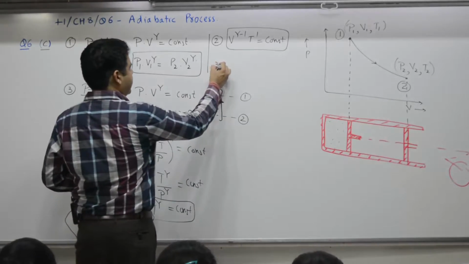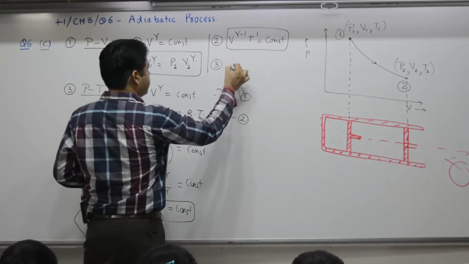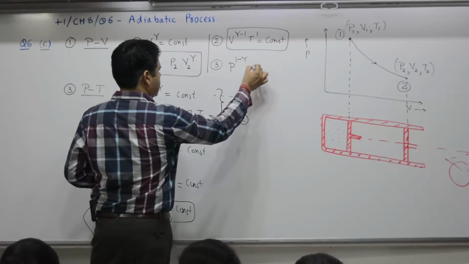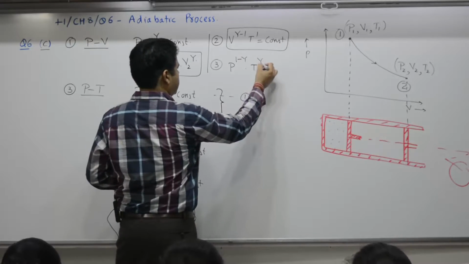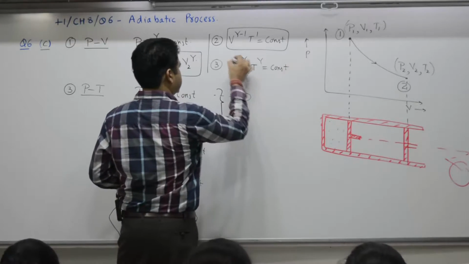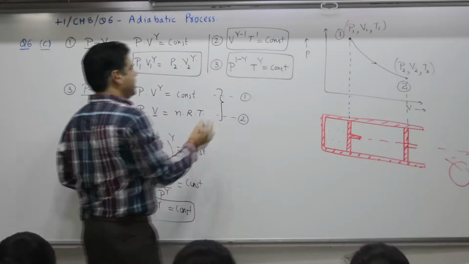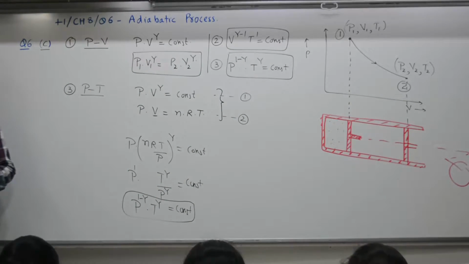So equation number 3 is P's power 1 minus gamma, T's power gamma is equal to constant. This is how P and T are connected.